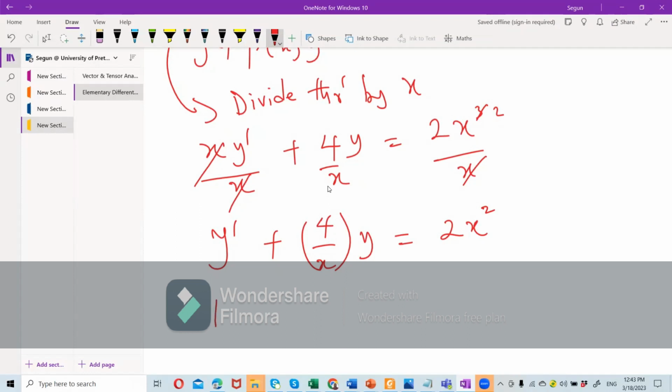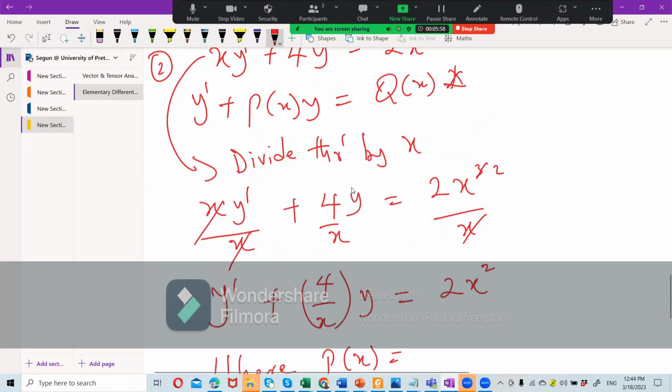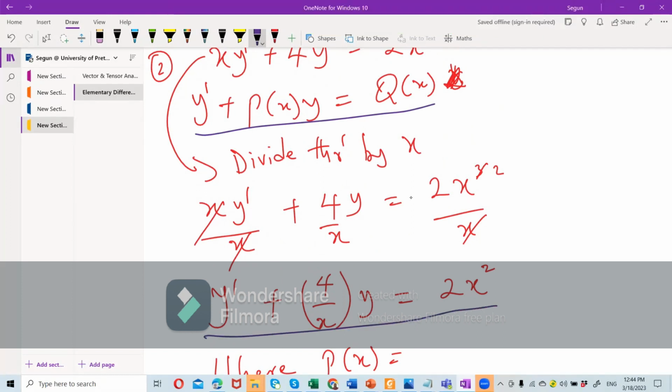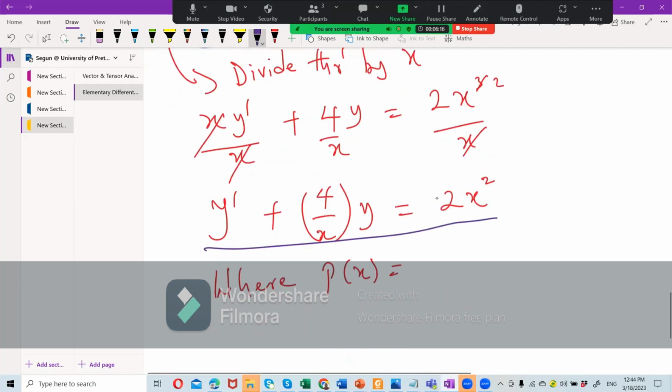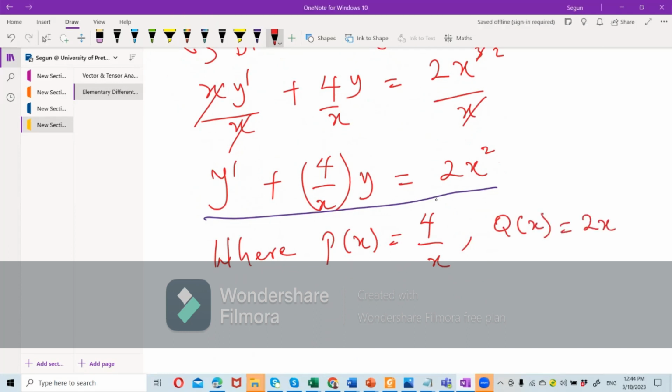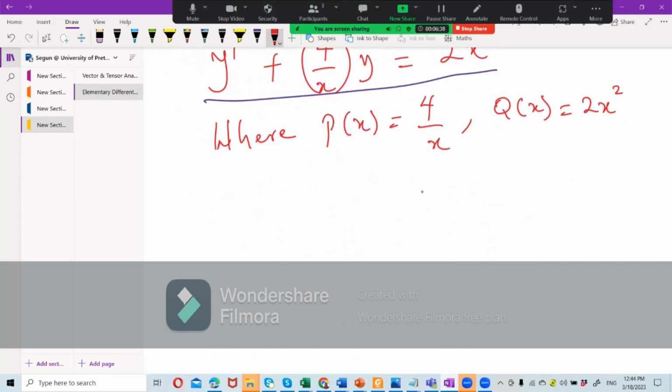Now, p of x is equal to what? What is p of x and q of x? Who can tell us? What represents p of x from here? Look at this general equation, compare with this. What is representing p of x? Our p of x in this case will be 4 over x, while your q of x is equal to 2x squared.